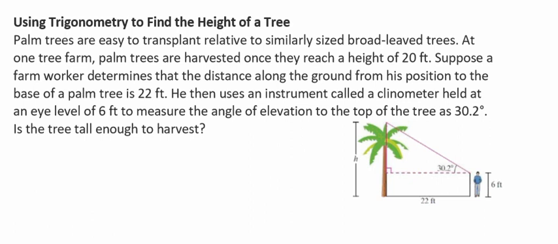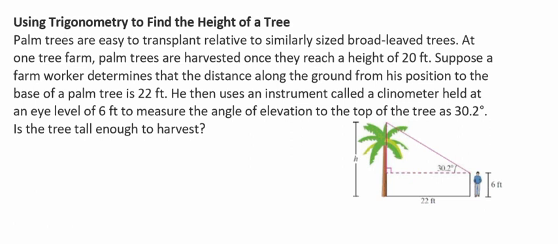In this video, we're going to use trigonometric functions in real-life applications. So in this first example, we're going to use trigonometry to find the height of a tree. Now, palm trees are easy to transplant relative to similarly sized broad-leaved trees. At one tree farm, palm trees are harvested once they reach a height of 20 feet.